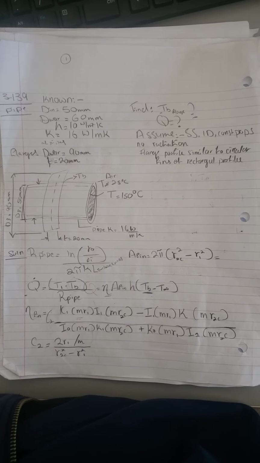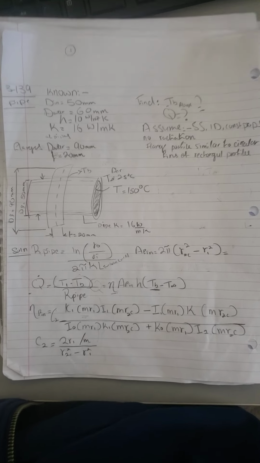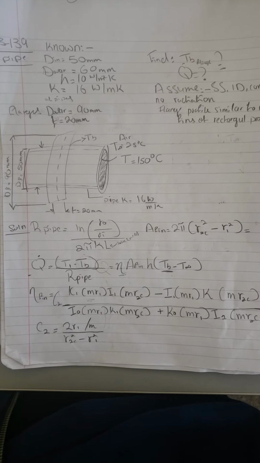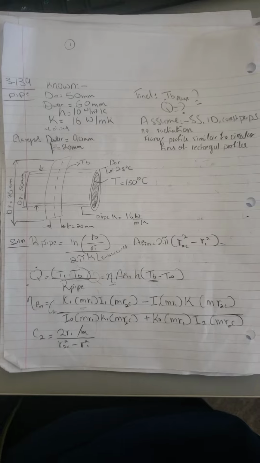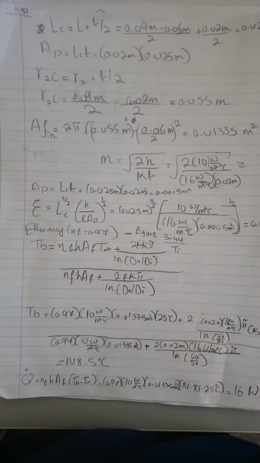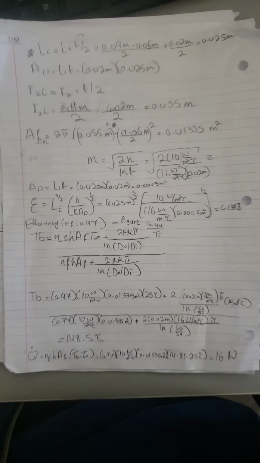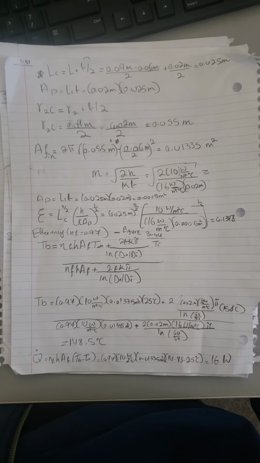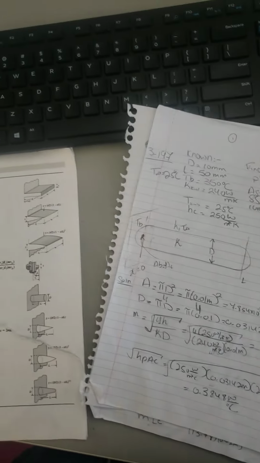If we need to find the base temperature of the flange and the heat loss, we equate the heat loss for the pipe to the heat loss for the fin. We use that to solve for the base temperature, and using the base temperature, we solve for the heat loss and find our variables.